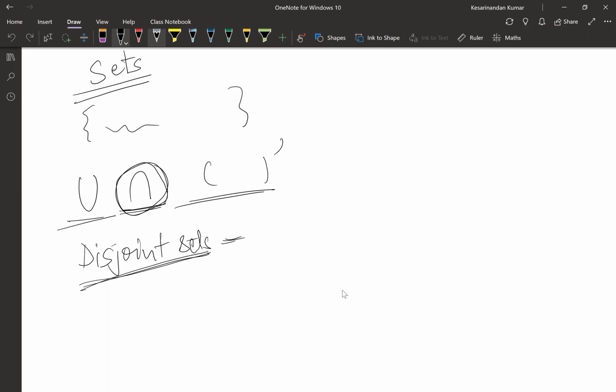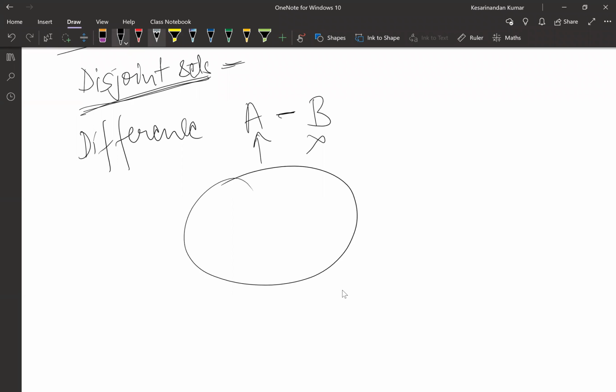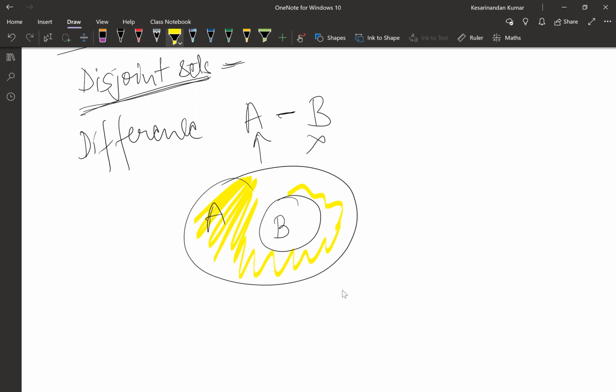Okay, next would be the difference. So let's take two sets A and B. What would be the difference between the sets? That would mean something that is present in A but is not present in B. So let's say there's this A and there's this B. A minus B would represent this part, all this part. Is this part clear, guys? Everyone? Till disjoint and difference of sets, anybody has any doubt? Ask me right now.